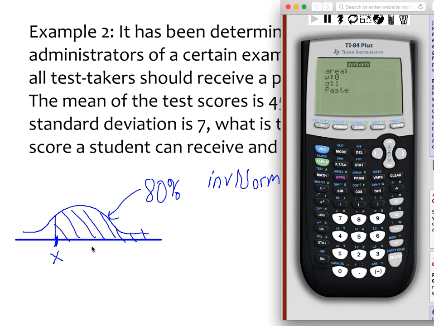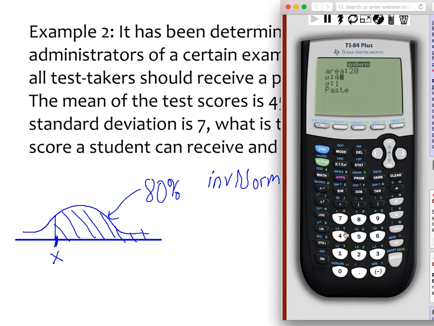I've labeled this 80%. How does inverse norm know that I want the top 80? Well, in fact, it doesn't. It's going to assume the area from the bottom end, which is actually negative infinity, right? Remember that normal distribution extends infinitely in both directions. So from negative infinity up to whatever this percent is going to give us that. So in reality, to get this x value, I care about this area, not this area for using the inverse norm function. So this area is 20%, and so we're going to put in a 20.